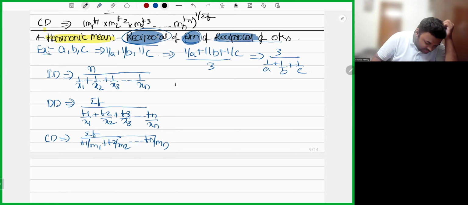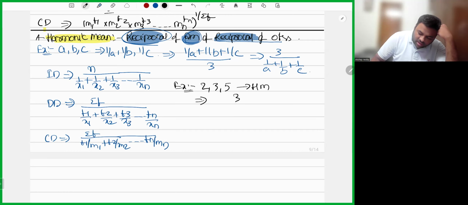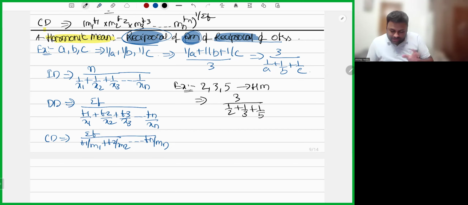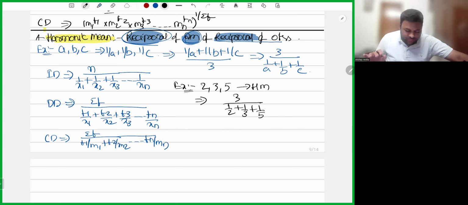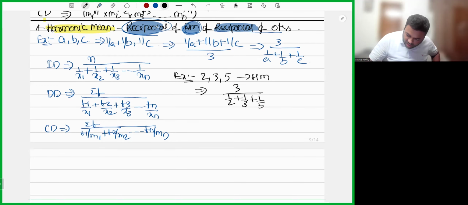Like say, for example, I am having 2, 3, 5. How will you calculate the harmonic mean of 2, 3, 5? You will do 3 divided by 1 by 2 plus 1 by 3 plus 1 by 5. Now, listen carefully. How will you do this? You have to do it in the calculator. First, target the denominator: 1 by 2 and plus, 1 by 3 and plus, 1 by 5 and plus.